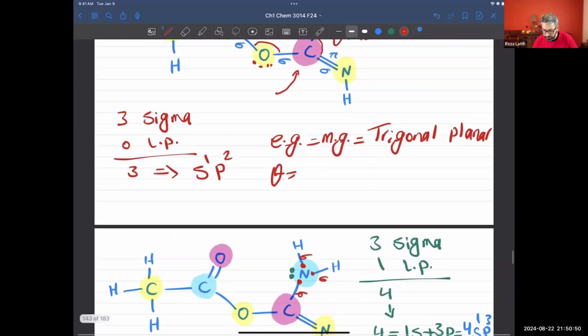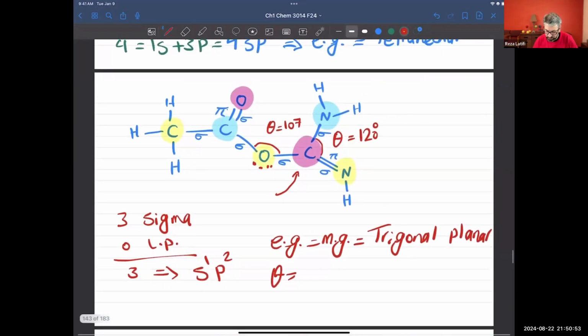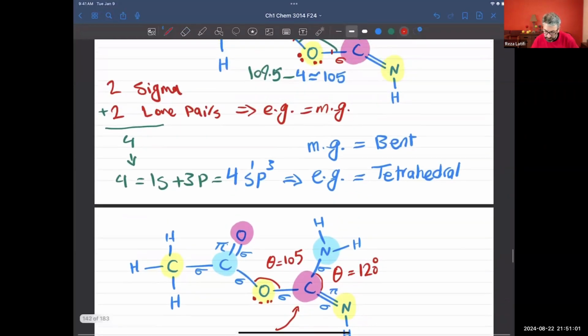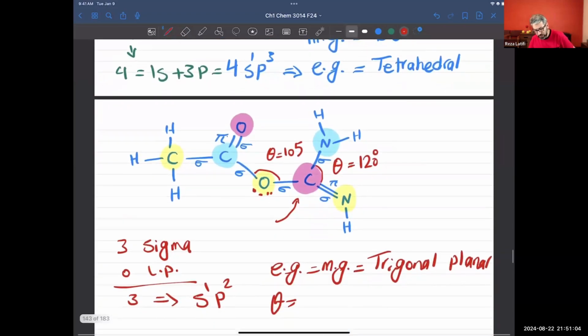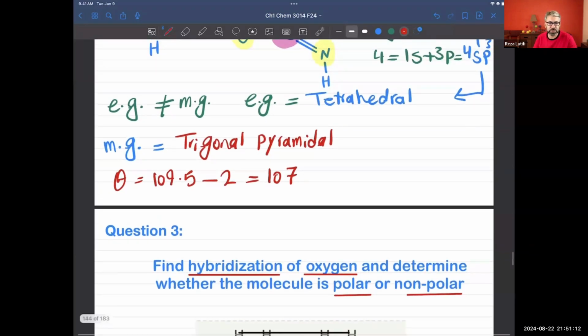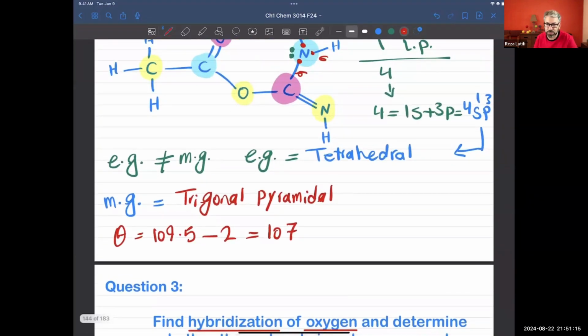The previous one, I think I made a mistake. I wrote 107. I don't know why I wrote 107, because we have 2 lone pairs. It should be 105. I'm sorry about this one. So 105. Let me double check here. Yeah, should be 105. Cool. I made a mistake and wrote 107, because we had 2 lone pairs. And here we have 1 lone pair, so we're going to drop it by 2 degrees.